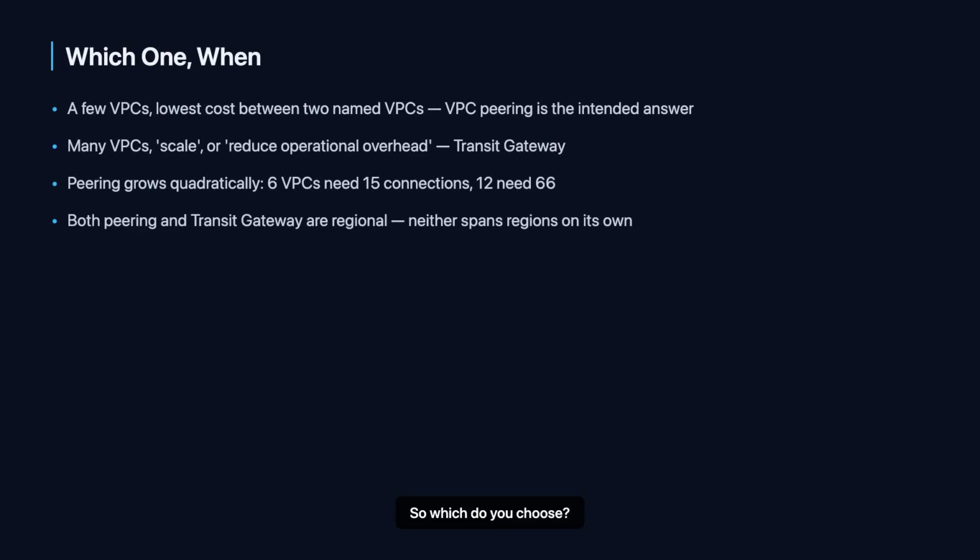So which do you choose? The decision rule is clean. When a scenario involves just a few VPCs, or asks for the lowest cost between 2 specifically named VPCs, peering is the intended answer. But when the question stresses many VPCs, scaling, or reducing operational overhead, that points to transit gateway. Remember the quadratic growth. 6 VPCs already need 15 peering connections, and 12 need 66. And one shared fact about both, peering and transit gateway are each regional constructs. Neither spans regions on its own, which is why cross-region always takes an extra step.